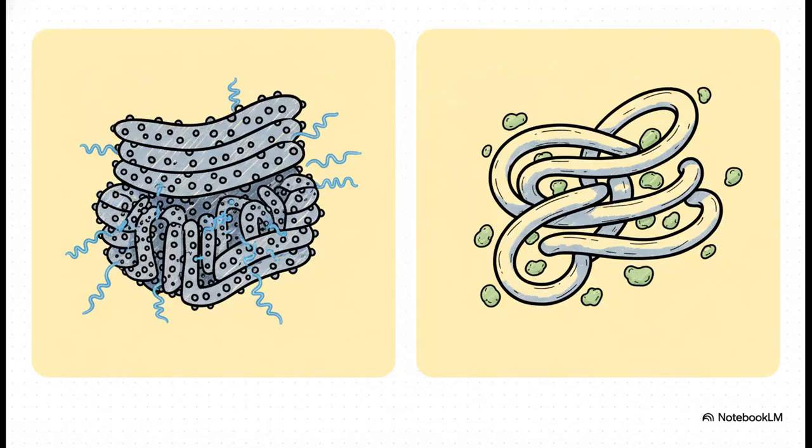First, you've got the rough ER. It's called rough because it's studded with these tiny little structures called ribosomes, giving it a bumpy look. This is the assembly line for proteins. Then you have the smooth ER. No ribosomes here, so it's smooth. Its specialty is making lipids and, in animal cells, things like steroid hormones. Different factories for different products.